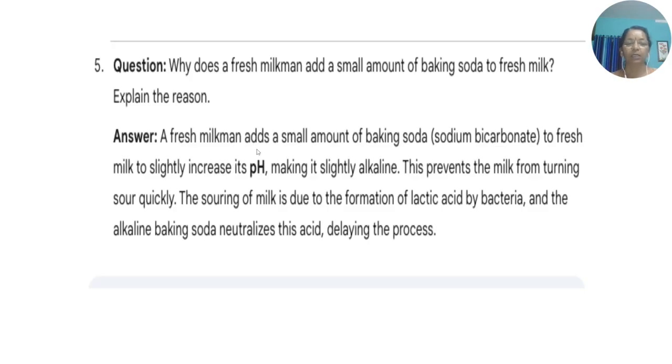A milkman adds a small amount of baking soda to fresh milk to slightly increase its pH, making it slightly alkaline. This prevents the milk from turning sour quickly. The souring of milk is due to the formation of lactic acid by bacteria, and the alkaline baking soda neutralizes this acid, delaying the process. So the milk remains fresh for a long time by adding baking soda to it.